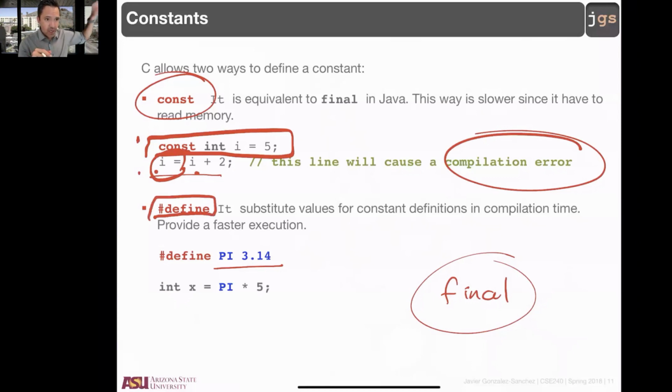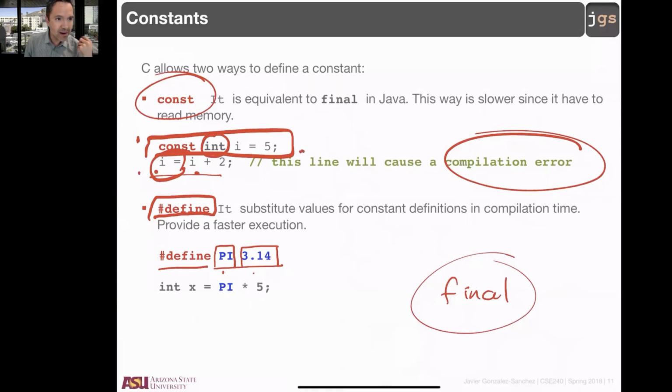Another way to define constants in C is this guy, sharp. We have sharp include for the import. We have sharp define. Define. This is the instruction and have two elements. Number one, the name. Number two, values.